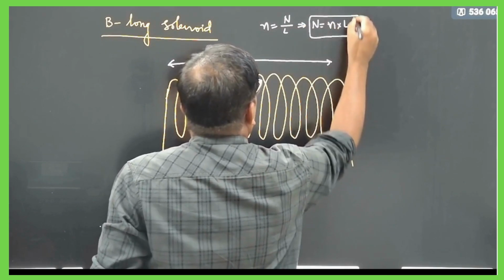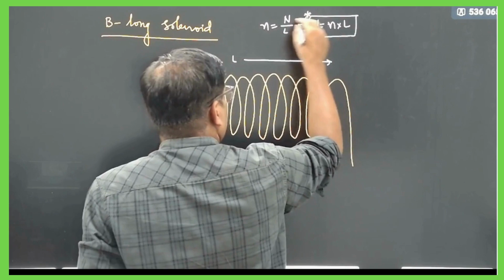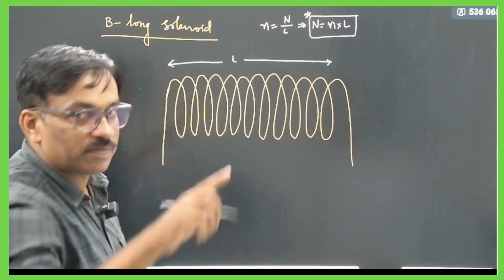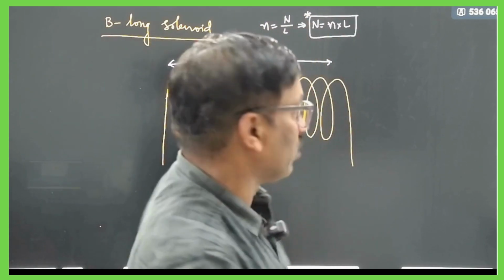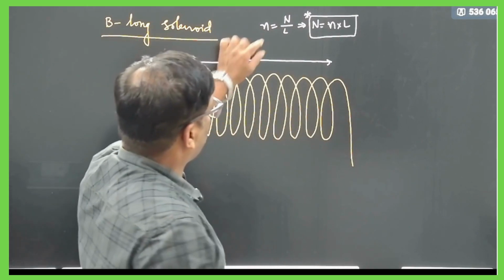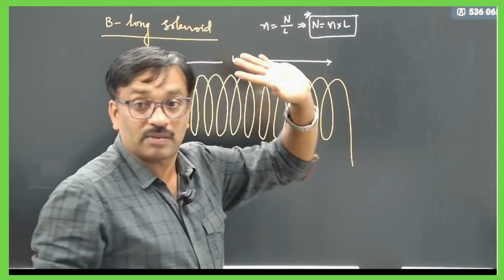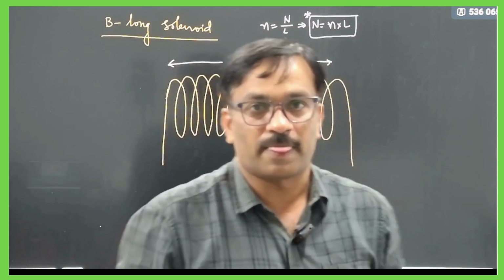In this way you can calculate the number of turns. Small n is nothing but the number of turns per unit length. So don't get confused: small n is the number of turns per unit length, and capital N is the number of turns. Clear?